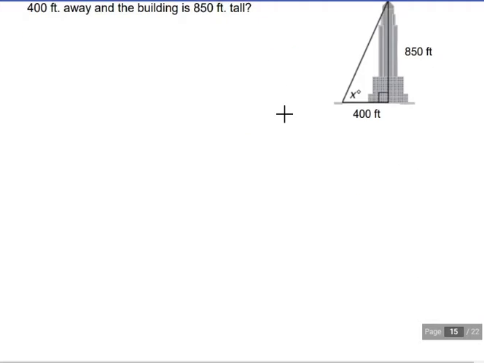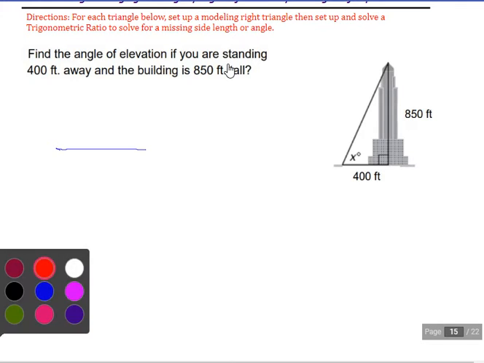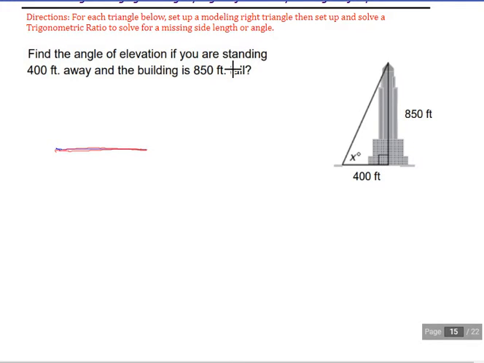We have the picture for us right here, but let's read it anyway. You want to find the angle of elevation if you are standing 400 feet away and the building is 850 feet tall. Now, these terms, angle of elevation, angle of depression, are super important. What you should note is if you have an angle of elevation or an angle of depression, you always start from straight forward. And sometimes you have to add that to your drawing, okay? And so what I mean is, if we start looking straight forward, this is our starting point.